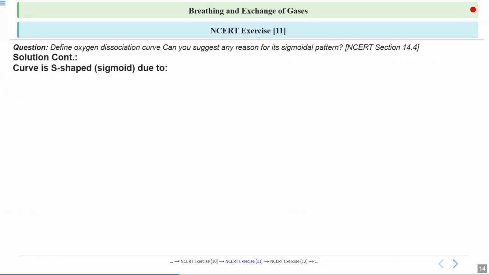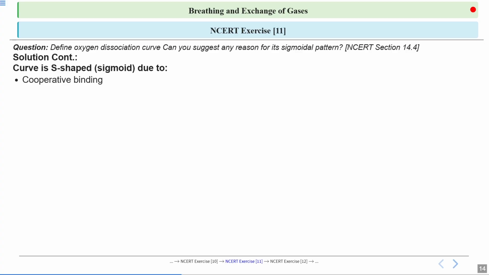So the curve is S-shaped. If you see the shape of the curve, it is actually S-shaped, or sigmoid, due to cooperative binding. Cooperative binding. What is binding here?